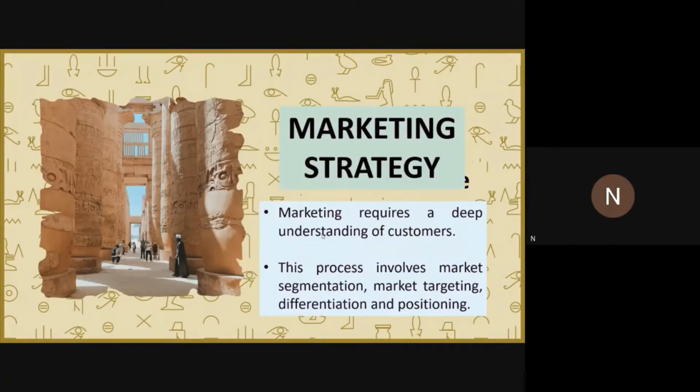Marketing requires a deep understanding of customer needs and customer wants. In order to do that, we need to have the right strategies to tackle it. Marketing strategy involves a number of processes. These are segmentation, targeting, differentiation, and positioning.